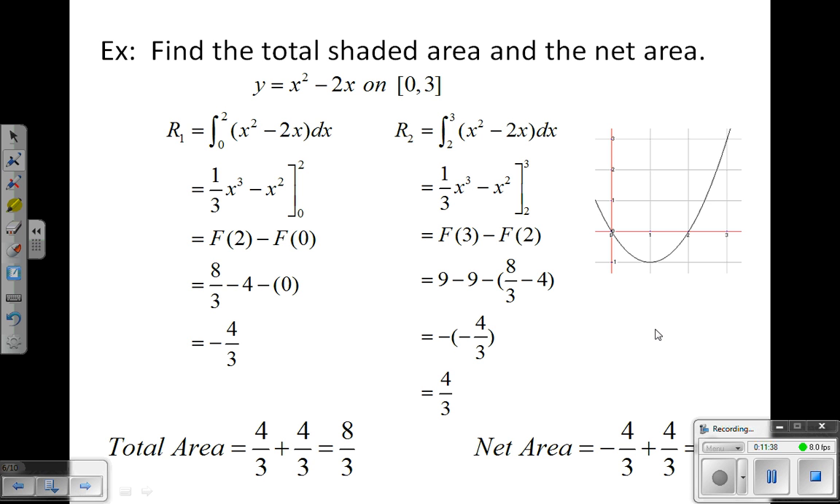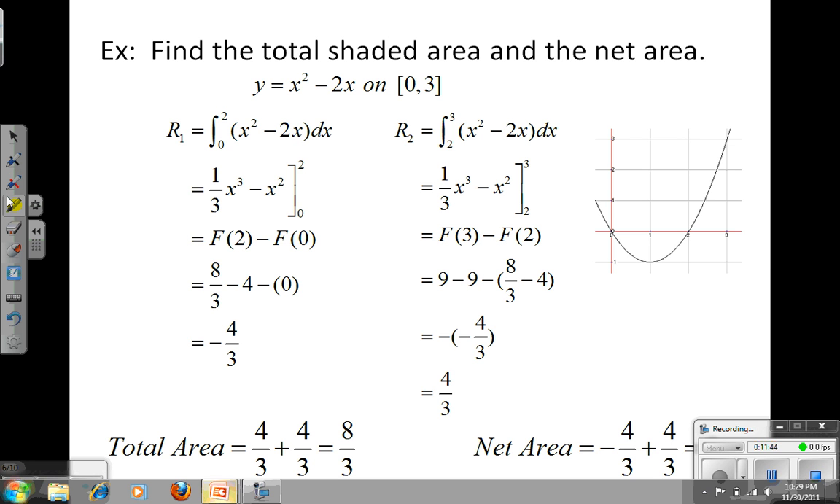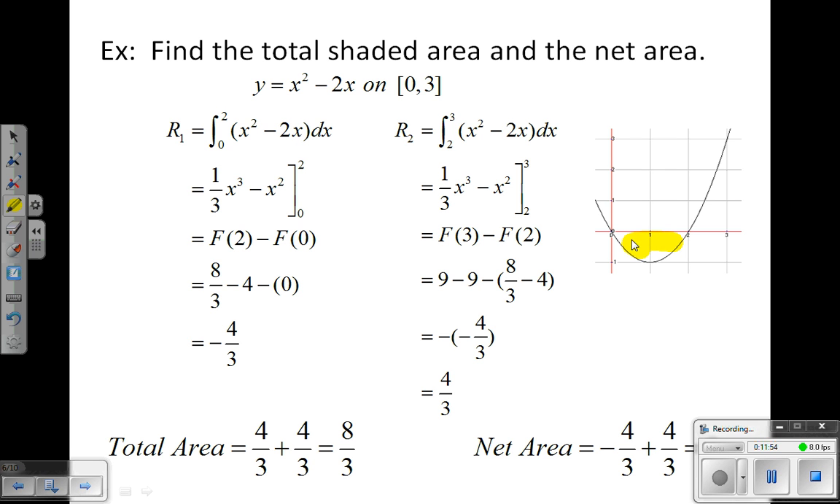So for this one, it asks you to find the total shaded area and the net area. And I didn't actually shade it yet, so let me go ahead and do that. They're talking about the area that's down below the x-axis. So I'll go ahead and shade in down here. And then above the x-axis, but under the curve. So kind of right up through there. So those two yellow areas is what we're trying to find the area of.